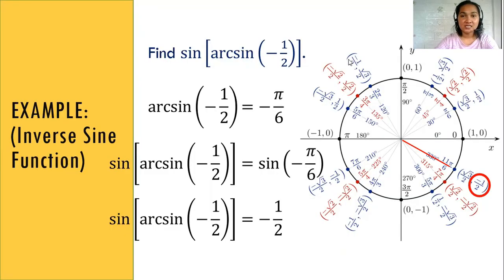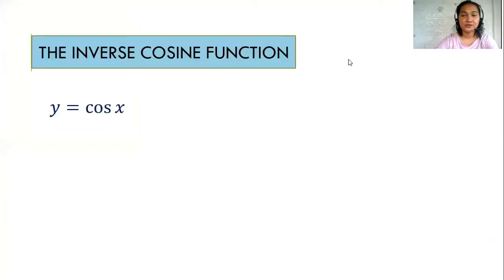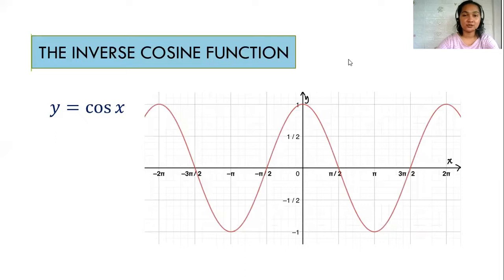Let us discuss now the inverse cosine function. So let's start with y equals cosine x. Based on the previous discussion, the domain of this function is the set of all real numbers, while its range is from -1 to +1. It is the same process as what we had a while ago for the sine function.